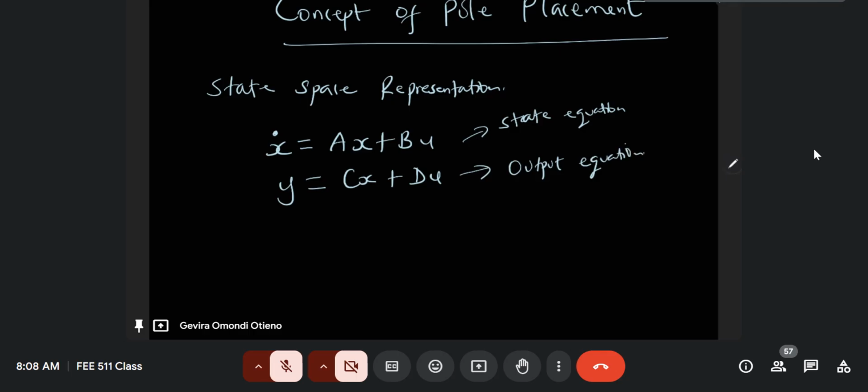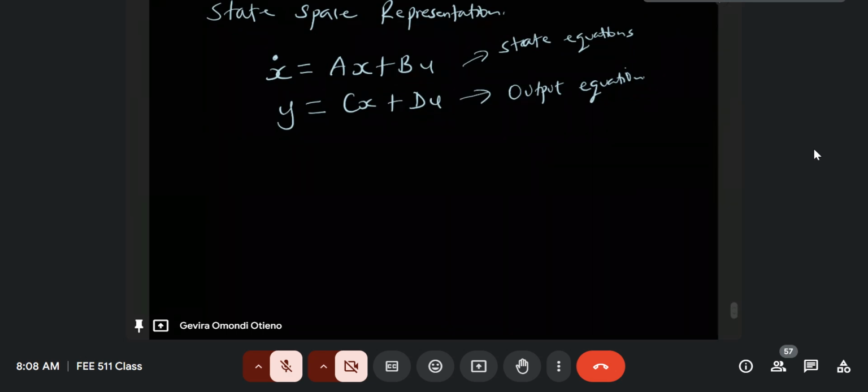Usually it is important for us, actually I would say state equations, because if you write them out, it will always be more than 1. And then the output equation is usually just 1 equation. So in the previous class, if you remember, just to recap what we did, we said we can represent these state space equations in a block diagram.